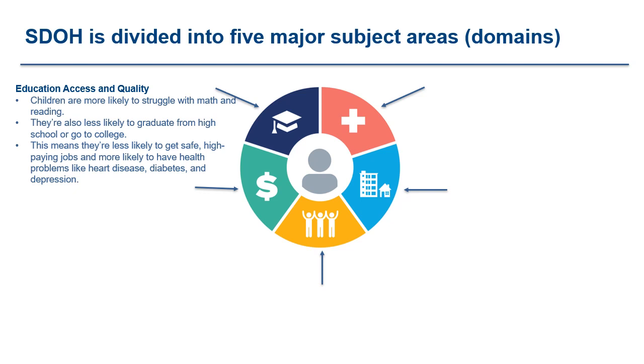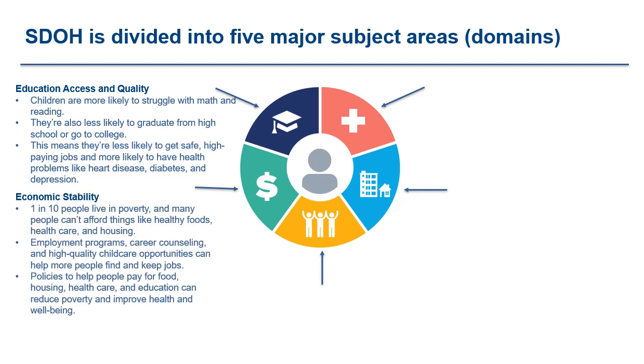Those 5 subject areas include education, access, and quality. So you have essentially people who have had lower access to education may be more at risk for adverse health events, and the reverse is true. Those people who are of higher educational attainment have shown to be doing better in this area.